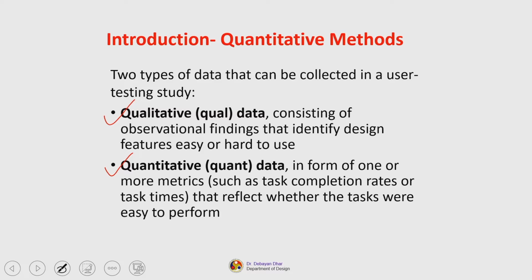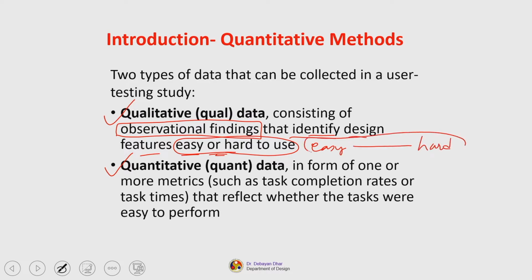Now, qualitative data consists of observational findings. Focus on this word. It consists of observational findings, and these findings identify design features which are easy or hard to use. So, the scale is between whether the features are easy or they are hard. That is the scale we probably focus on while we investigate qualitative data.